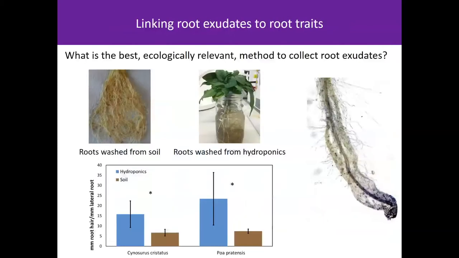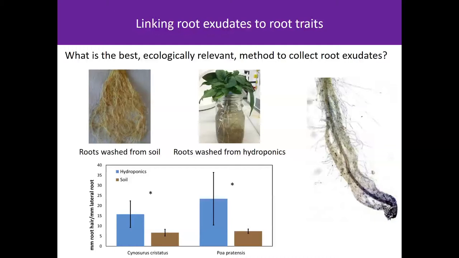But what we were also interested in was learning how we could potentially maintain the integrity of the physical structure of the roots. And so what we did with two of the species was develop a root hair density measurement method. And we did that by randomly cutting root tips from 4 points on each species that we took from the hydroponics and the freshly washed root systems.